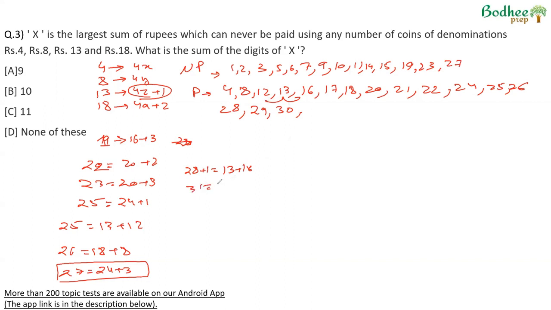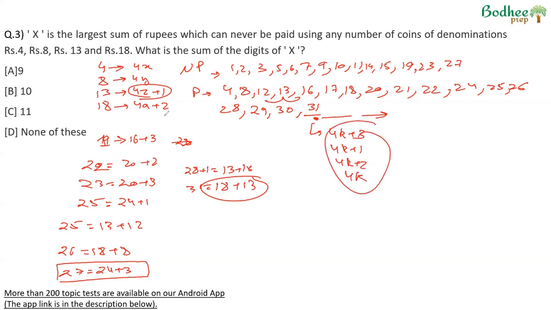31 is 4k plus 3. Now, this is the first number that will happen because 18 and 13 is 31. And from this number onwards, every number will happen because now we have a number which is 4k plus 3. We already had numbers which are 4k plus 1 and 4k plus 2 and 4k. And therefore, after this, every number can be formed. So the largest number that cannot be formed is 27, which will have the sum of digits as 2 plus 7, 9.